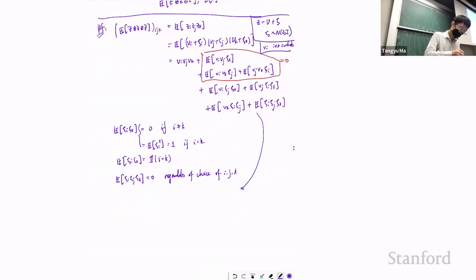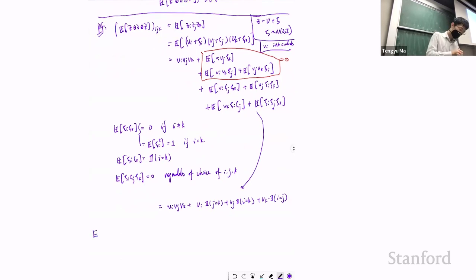You can get the expectation equals v_i v_j v_k plus v_i times the indicator that j equals k, plus v_j times the indicator that i equals k, plus v_k times the indicator that i equals j. And this pretty much completes the proof. So then you just have to rewrite this in a tensor form.